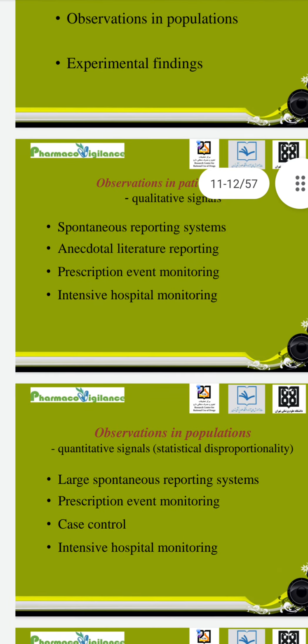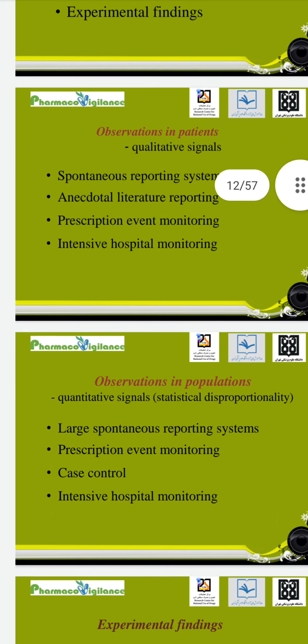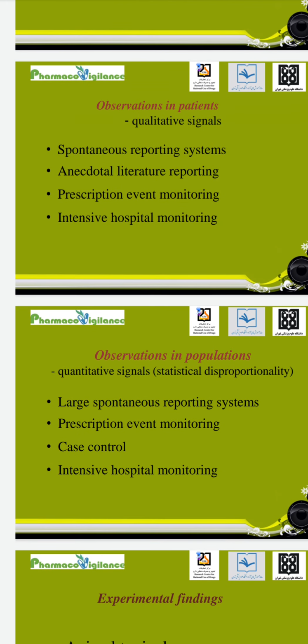Okay, observation in population. What is the observation in population? If we do the observation in population, we have quantitative signals, a statistical disproportionality, a large spontaneous reporting system. This is not small like inpatient. We have prescription event monitoring again, we have a case control, and we have intensive hospital monitoring again.